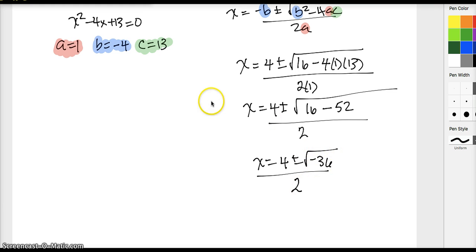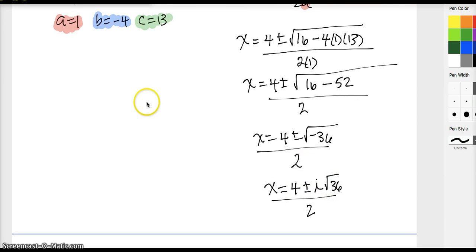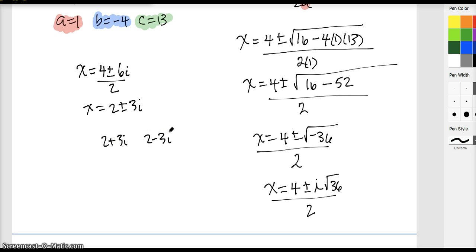When I have a negative under the radical, I got to pop out the i. So I get this square root of 36 is 6. So instead I get 6i over here. And then I'm going to divide each of these by 2. So I get that x is equal to 2 plus or minus 3i. And those 2 plus 3i and 2 minus 3i are my two values or answers that I've gotten for x, both of them complex and imaginary.